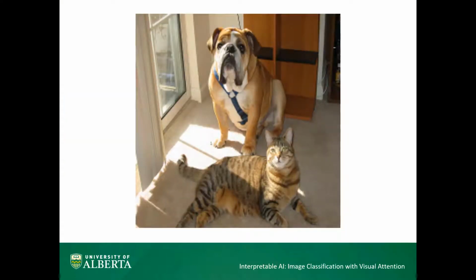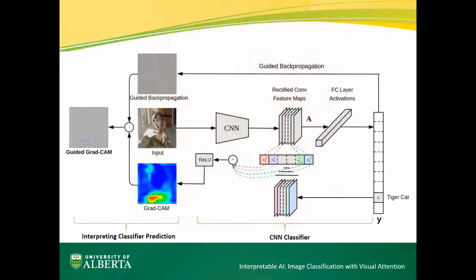Let's look at this image. There is a cat and dog. If we pass this image to a classifier and let's say it classified as cat, now how do we interpret the result of this classification? On the right side, you see a traditional classifier. On the left, the focus of our project, Interpretable AI in image classification.